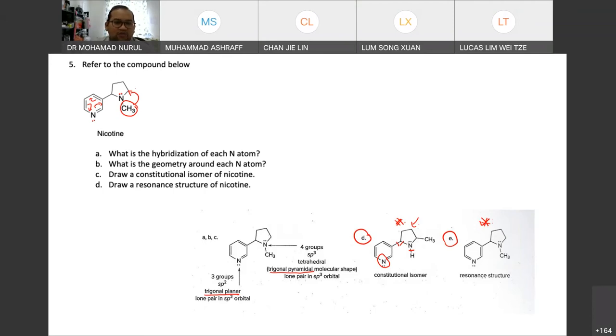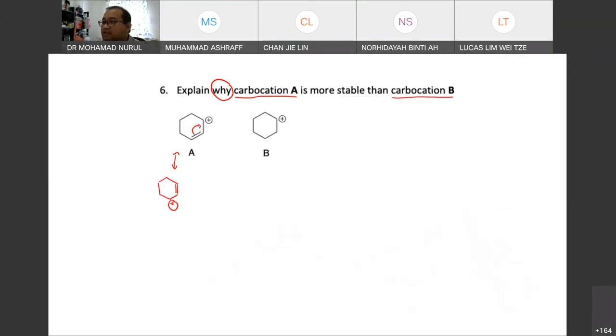Nur Hidayah, what do you mean more bond? The question before, the last one, number 6. Most stable. It's more stable because this compound has more resonance structures compared to B. Localized, delocalized is correct also.